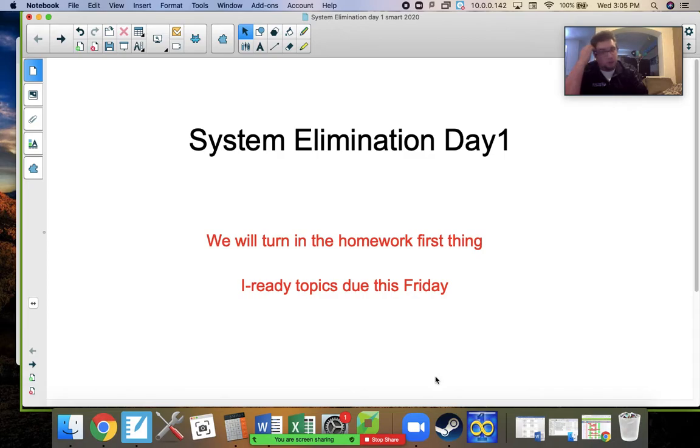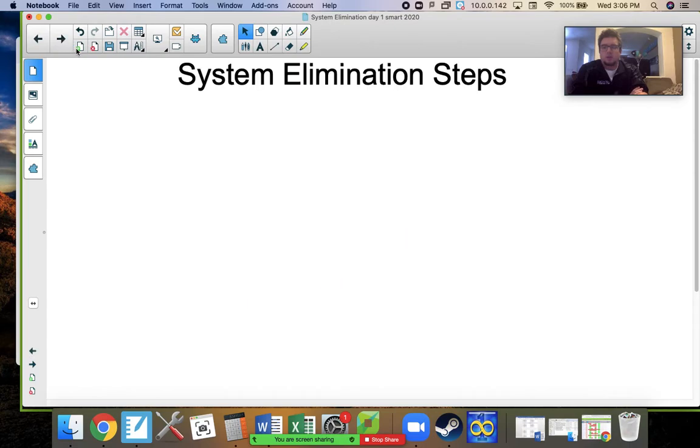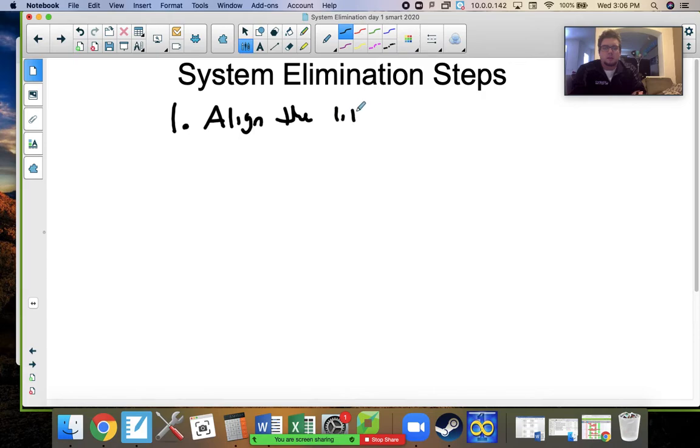For class today, we looked at elimination. It's our first day of it, so it's our third technique to solve a system. The steps to solve a system by elimination: the first thing is you have to align the like terms. So when you have your two equations, you want to line them up vertically, and you want to make sure that everything's lined up appropriately.